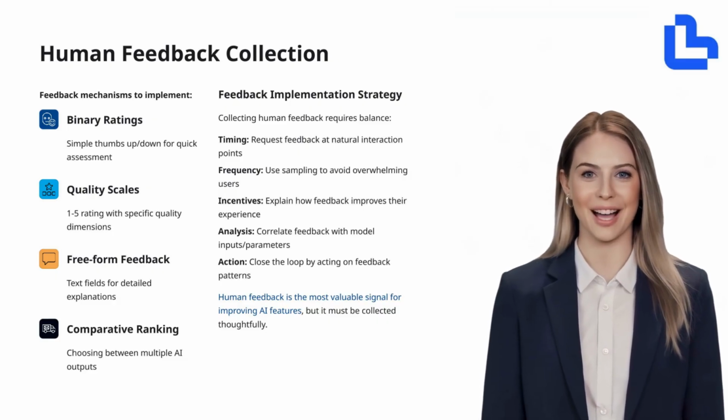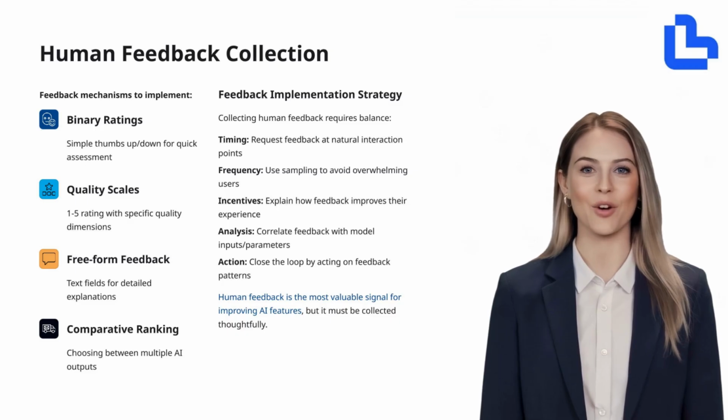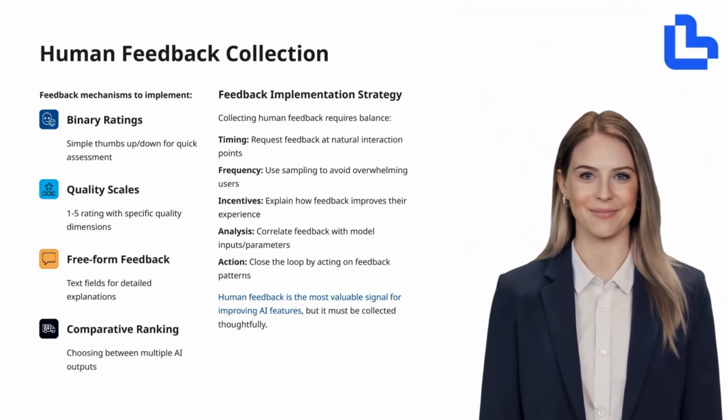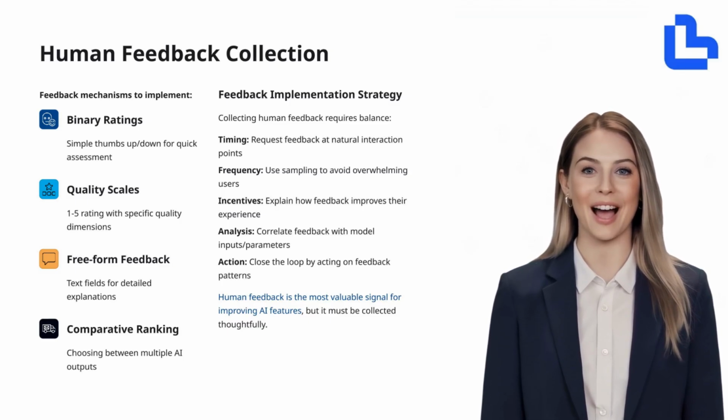Use simple binary ratings like thumbs up or down for quick assessments. Add quality scales, such as 1 to 5 ratings, focused on specific dimensions like relevance, clarity, or usefulness. Include free-form text fields so users can explain their experience in their own words. And consider comparative ranking, where users choose between multiple AI outputs to indicate preference.